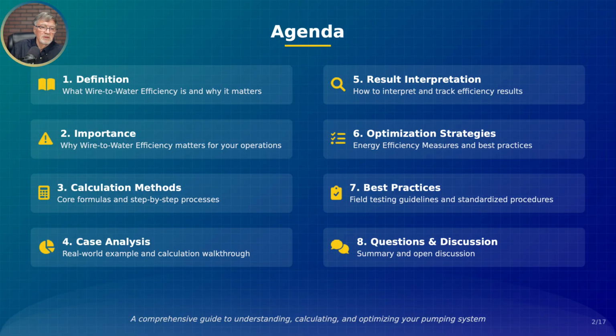All right, so the definition. What we're going to talk about today is the definition of wire to water efficiency, what it is, why it matters, and the importance of it to your operation. We've talked about that a little bit. Then the calculation methods, a case analysis and results interpretation, optimization strategy, and best practices. If you have any questions, feel free to leave those in the chat, and we'll answer those for you as well.